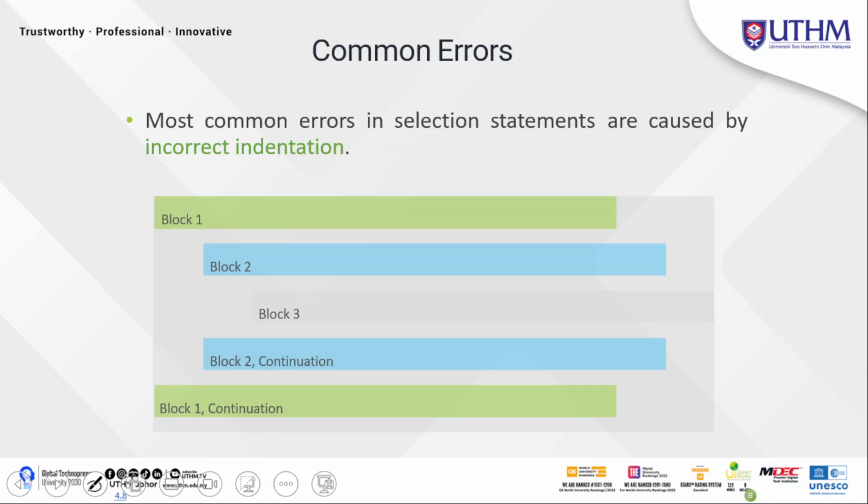Okay. Most common errors in selection statements are caused by incorrect indentation. Still remember when you write if statement, your print statement should be tabbed inside. Otherwise, it will give you an error. The same goes for block one, block two goes inside block one, block three goes inside block two if nested. Then block two continuation and block one continuation.